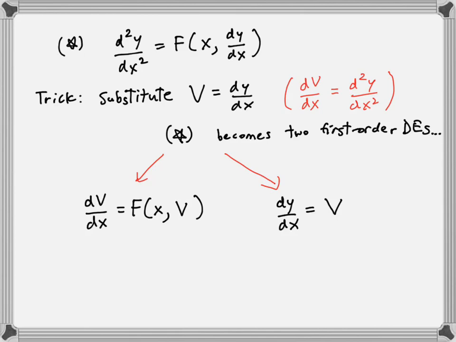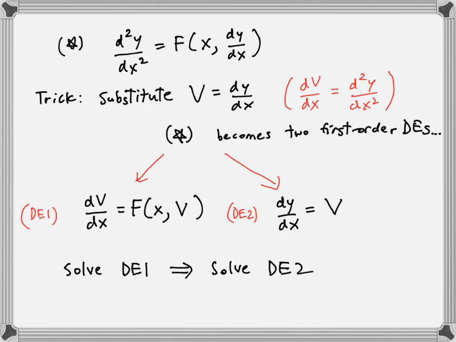Okay, let me give these names, okay? I will call this left guy differential equation 1, and I'll call this right guy differential equation 2. So what do you do now? You solve differential equation 1, and then you solve differential equation 2. You have to do it in that order because solving 1 finds v, and then plugging the solution into the second one is how you find, that helps you set up the second one, and then you can solve that.